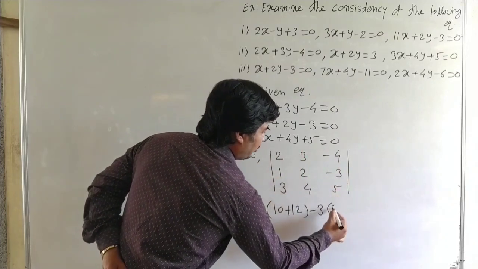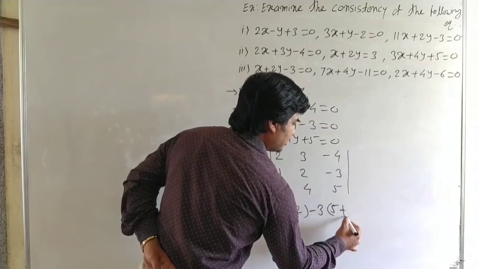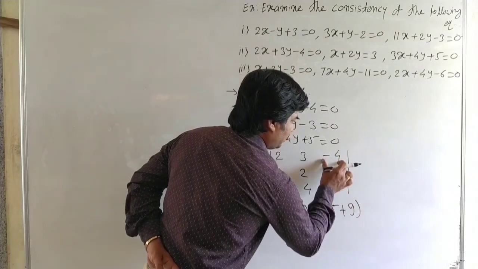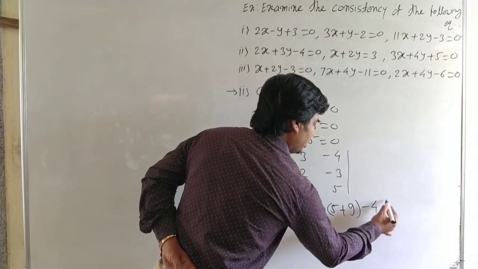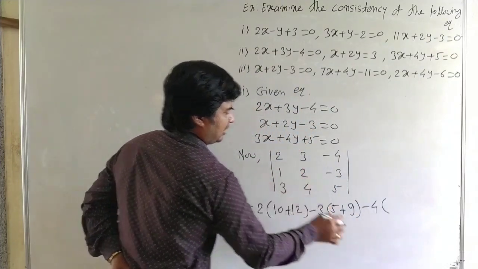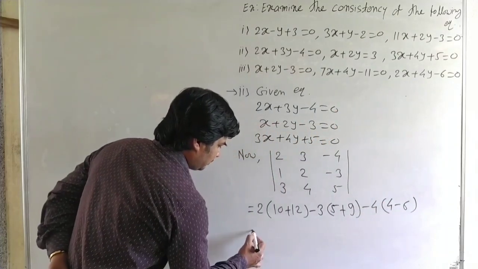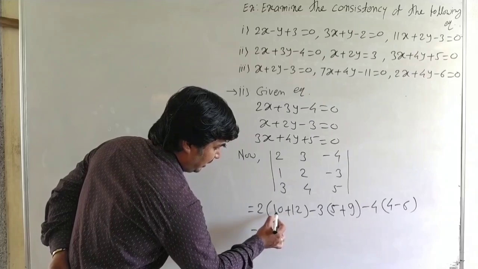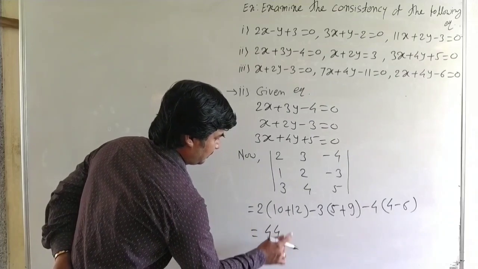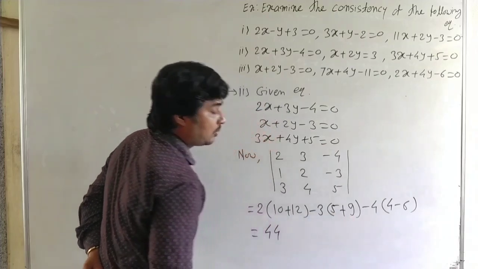It is 1 into 5, 5 minus 3 into 3, it is minus 9, so we can write here plus 9. Third term as it is, minus 4, only change the sign of the middle term. Then 4 minus 6, and now it is 22, therefore it is 44, 22 into 2. Now here 5 plus 9, it is 14.